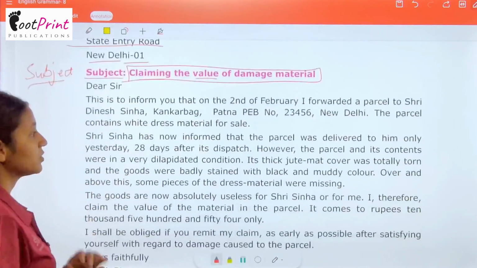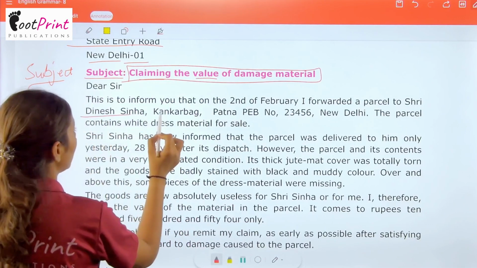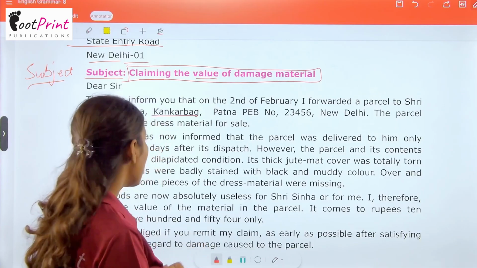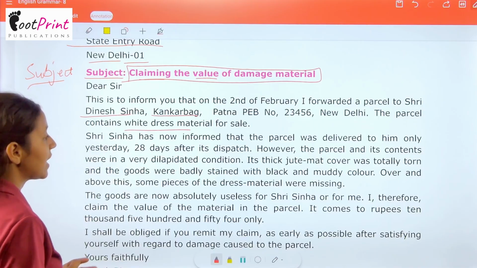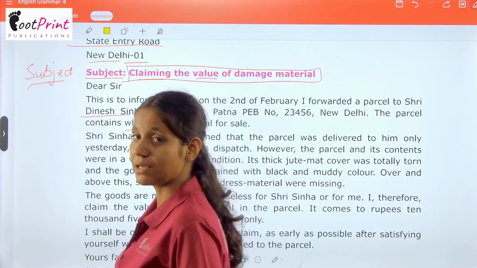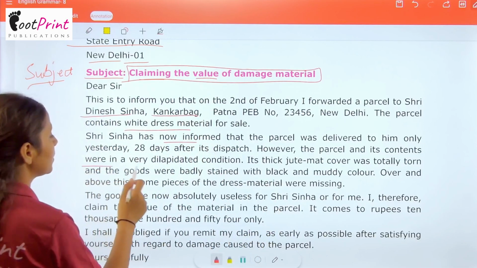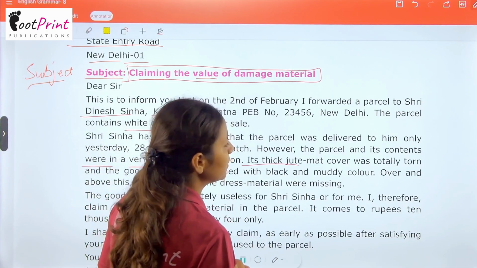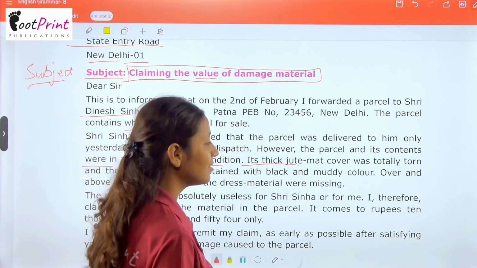Dear sir, this is to inform you that on the 2nd of February I forwarded a parcel to Shri Dinesh Sinha, Kankar Bagh, Patna, PEB number 23456, New Delhi. The parcel contains white dress material for sale. Shri Sinha has now informed that the parcel was delivered to him only yesterday, 28 days after its dispatch. However, the parcel and its content were in a very dilapidated condition. Its thick jute mat cover was totally torn and the goods were badly stained with black and muddy color.